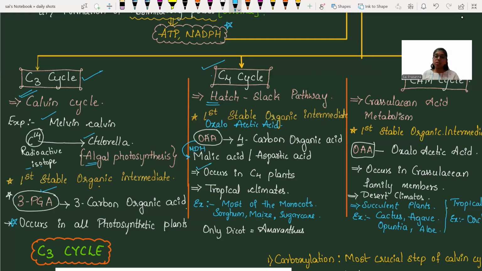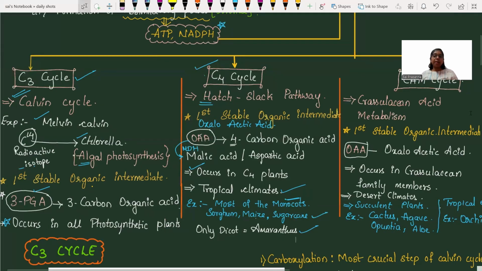What are C4 plants? Those plants occur in most of the tropical or hot climates. And these are mostly monocots, for example sorghum, sugarcane, maize. And the only dicot which conducts a C4 cycle is amaranthus. I hope the introduction of the C4 cycle is clear to you.